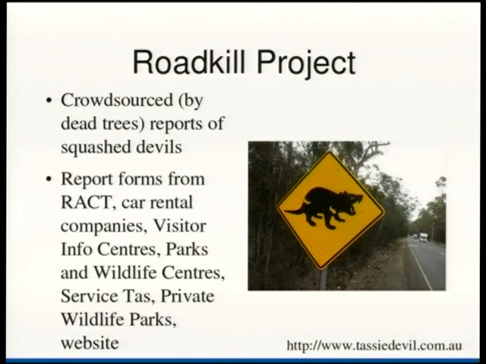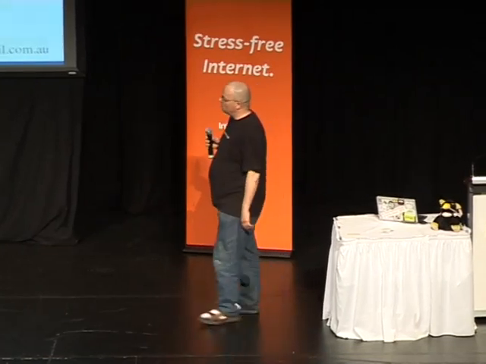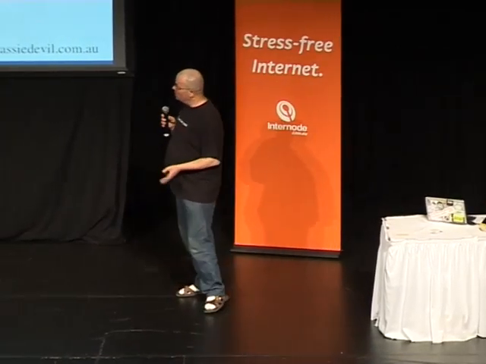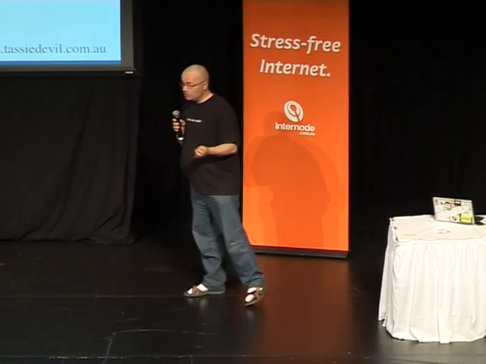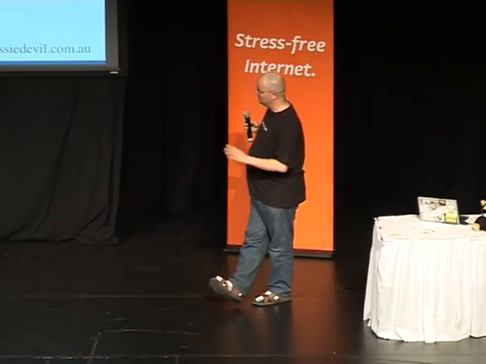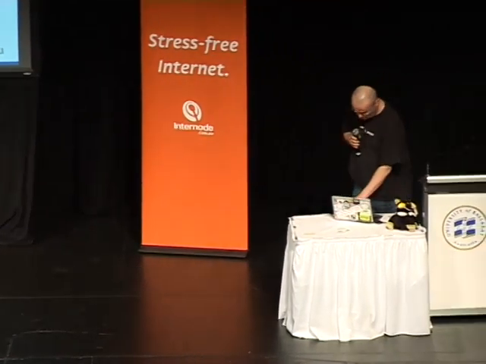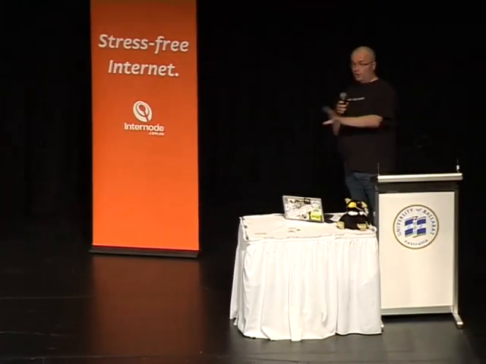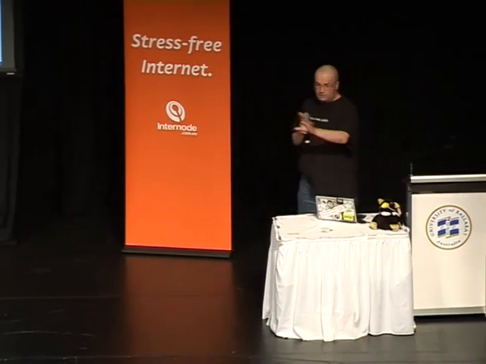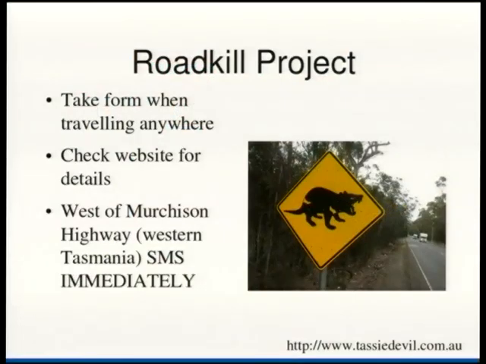Now, if you're visiting Tasmania, we have this thing called the Roadkill Project, which I just love the name of. It's crowdsourced, so you fill out a form about squashed devils that you might see, or if you're not driving attentively, you might cause. These forms are available from the Royal Automobile Club, car rental companies, visitor info centres, parks and wildlife centres, Service Tasmania, private wildlife parks, or you can download it at the website tassiedevil.com.au.